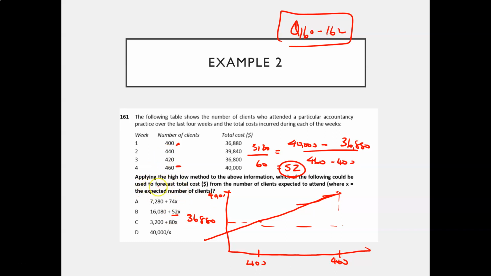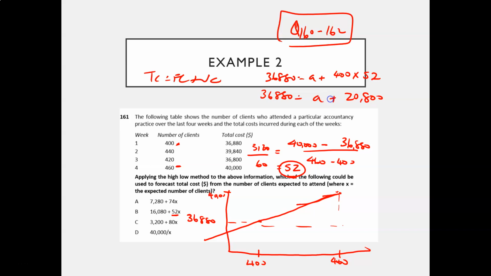Because this wants the equation. It says what can be used to forecast total cost, and total cost, remember, is equal to fixed cost plus variable cost. So I've got 52 over there, and then what I now need to do is to find my fixed costs. I can just apply it in anything. Let's take the 400. So I know that 36,880 is equal to a plus 400 times b, and I know b is now 52. So 400 times 52 is equal to 20,800.